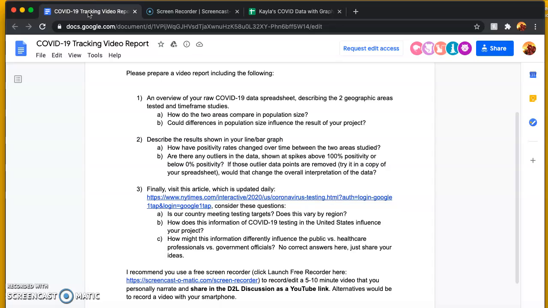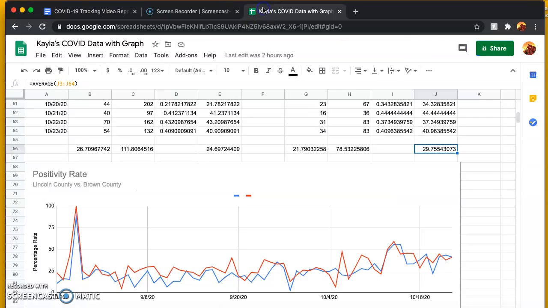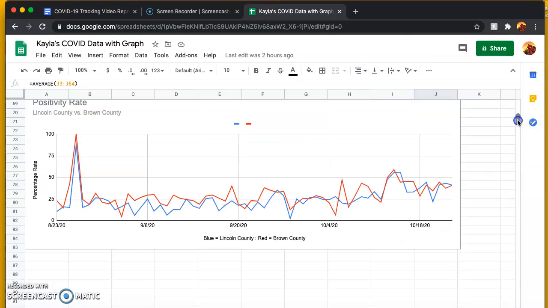How have positivity rates changed over time between the two areas studied? Let's look at my graph. So I started to record my data towards the end of August, to the end of October, so that gives about exactly 2 months. Sometime in August, it had a high spike towards 100%, and then it dropped and it relatively stayed under 50%, had a little spike over here, and then it dropped again.